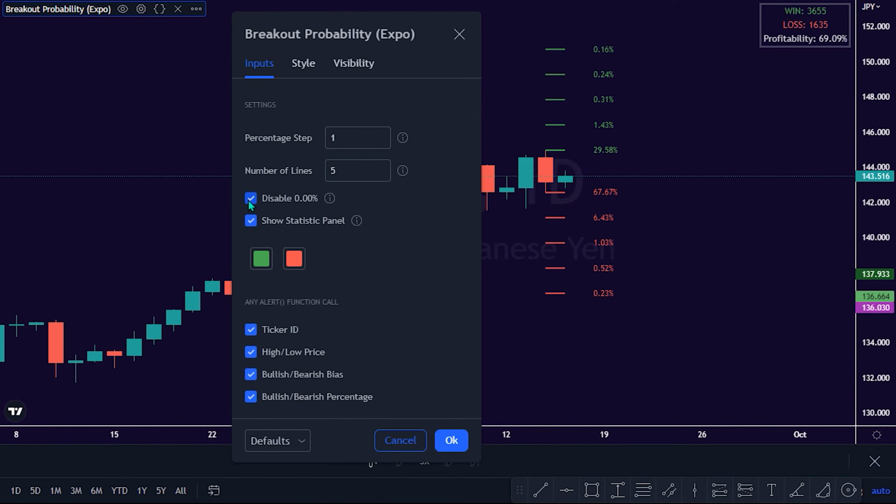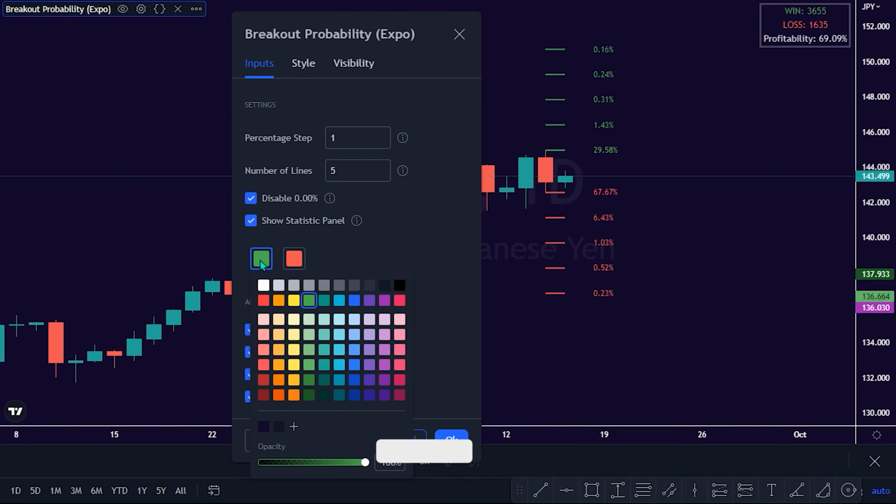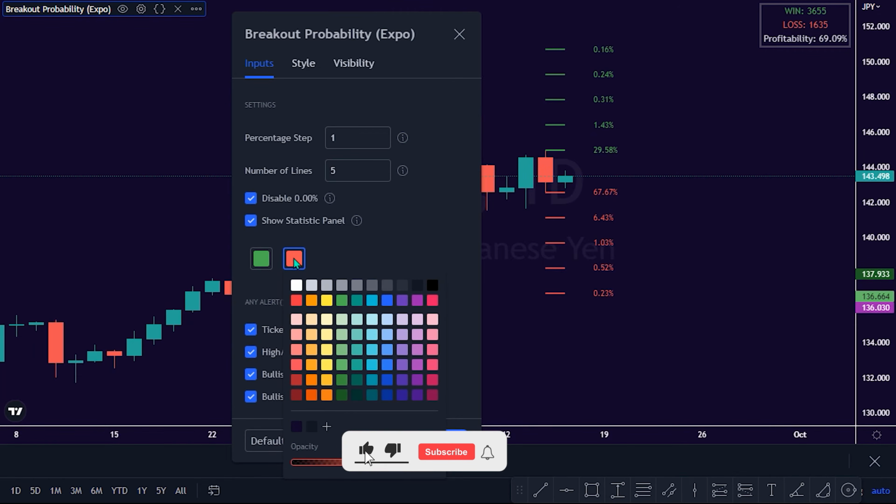Next is the Disable 0.00% option. This focuses on if a level has a 0% likelihood of being hit, the level is not displayed by default. You can enable this option if you want to see all levels regardless of their values. Next is the Show Statistic panel. This option can be enabled if you want to display the backtest statistics for a new high or low that is made. Here you can modify the color settings of choice.